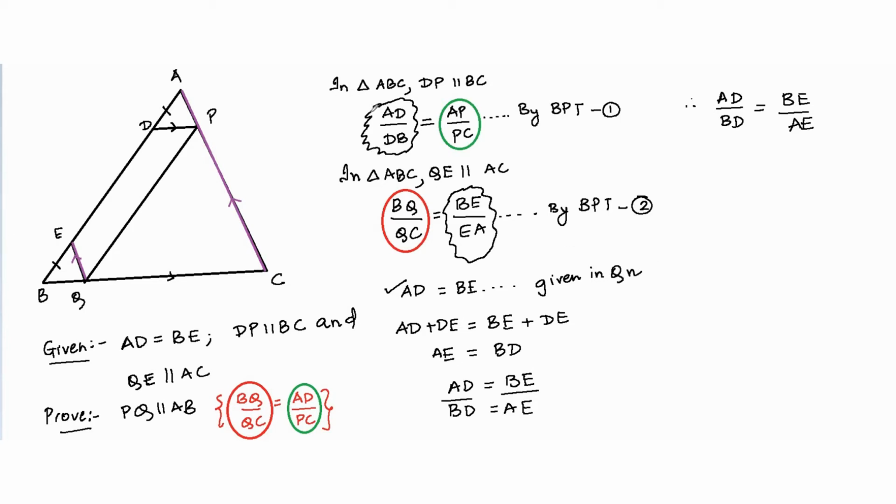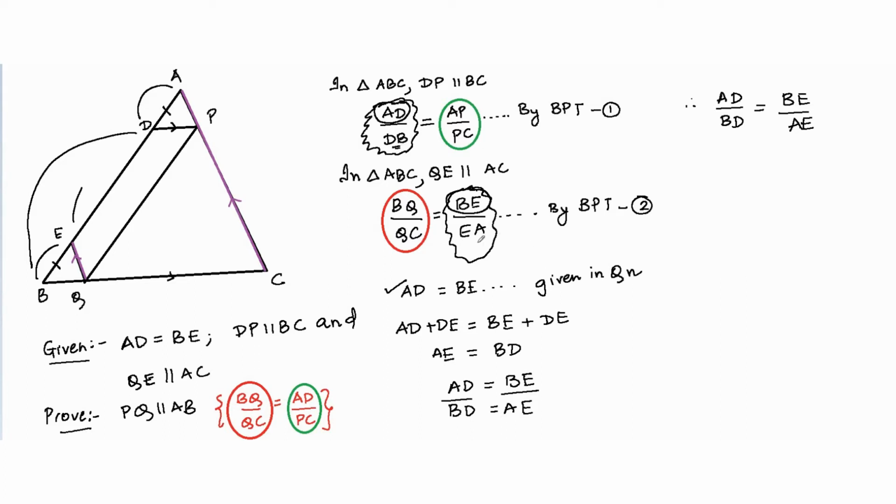Now, if you think about AD upon DB, think about it. AD upon DB, right? AD upon DB is what we have in the first equation, and we have BE, that is this length, upon EA in the second equation. So what I did was, I know that AD and BE are equal. So the numerators of these two ratios are equal to each other, right? AD and BE are equal to each other.